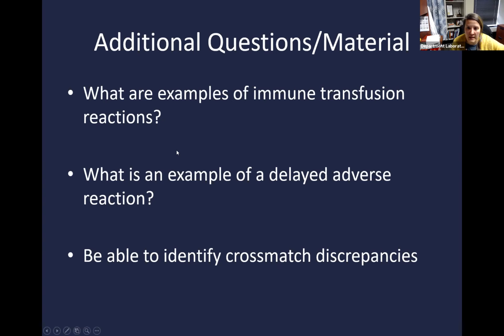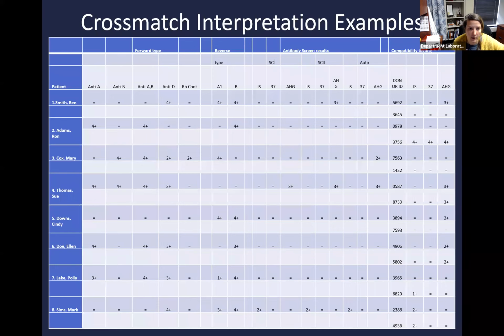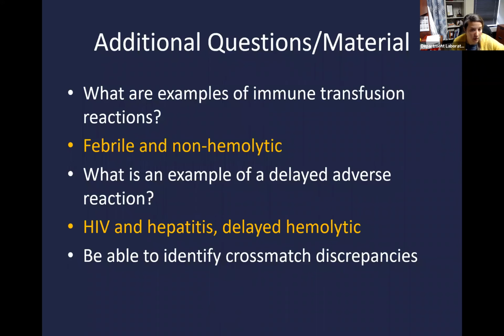And so what are some examples of immune transfusion reactions? A febrile non-hemolytic transfusion reaction is an example of an immune reaction. Febrile is immune, allergic is immune. And so if you guys remember, I have a chart coming up that will further differentiate immune versus non-immune, acute versus delayed. Okay, so we'll talk about that in just a little bit.